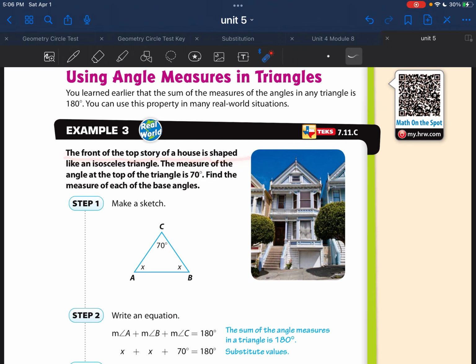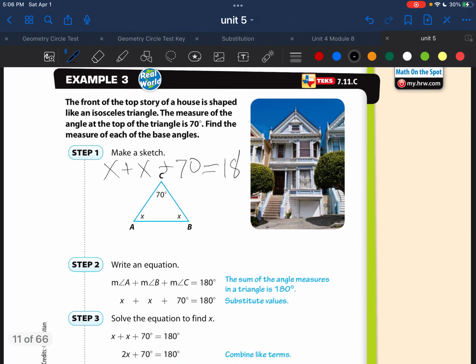The front of the top story of a house is shaped like an isosceles triangle. That's what it's saying in this part here, okay? The measure of the angle at the top of this triangle is 70 degrees, and find the measure of the base angles. Okay, cool. So we know that our very tippy top is 70. Now I have to figure out what my x's are. So first thing I have to do is, I know that all triangles are 180, so I can set this equal to 180. Now I just write in what it gave me. It gave me 70, it gave me an x, and it gave me another x.